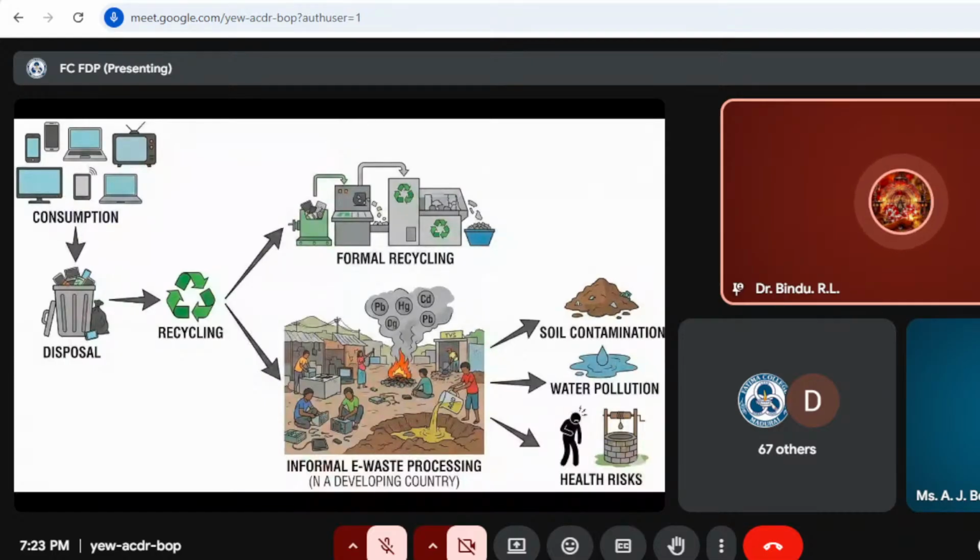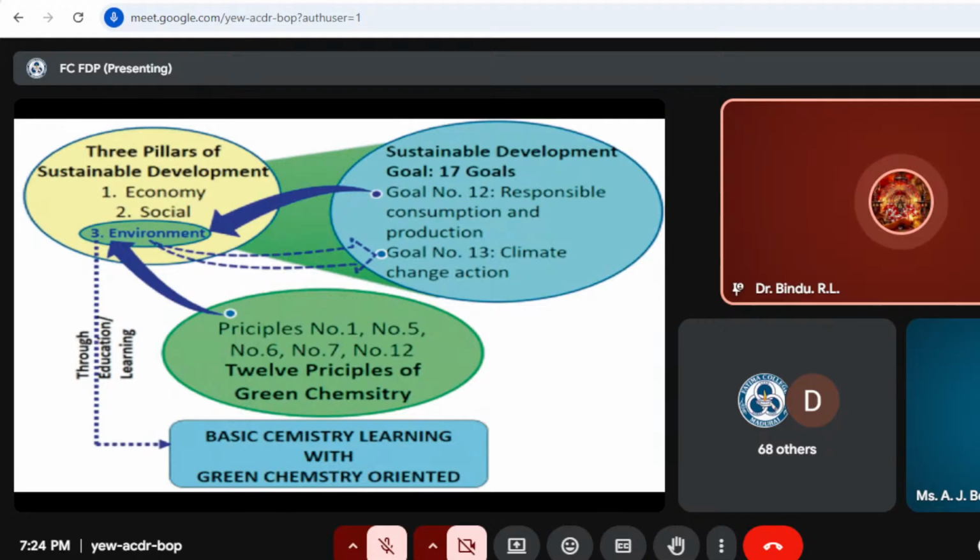So the three pillars of sustainable development, that is economy, society, and environment. And this is connected with what has been enunciated in the Sustainable Development Goals, 17 goals, that is goal number 12, responsible consumption and production, and climate change action. And this is given in the 12 principles of green chemistry. That is basic chemistry learning with green chemistry oriented aspects. That is green chemistry, and that is termed sustainable chemistry also. Next. So waving the green flag: emerging methods in sustainable chemistry, inorganic catalysis, measures of sustainability, and green chemistry education. So greening the environment is making us more productive, more healthy, more adaptive, and more sustainable. So this is what is meant by greening the environment.